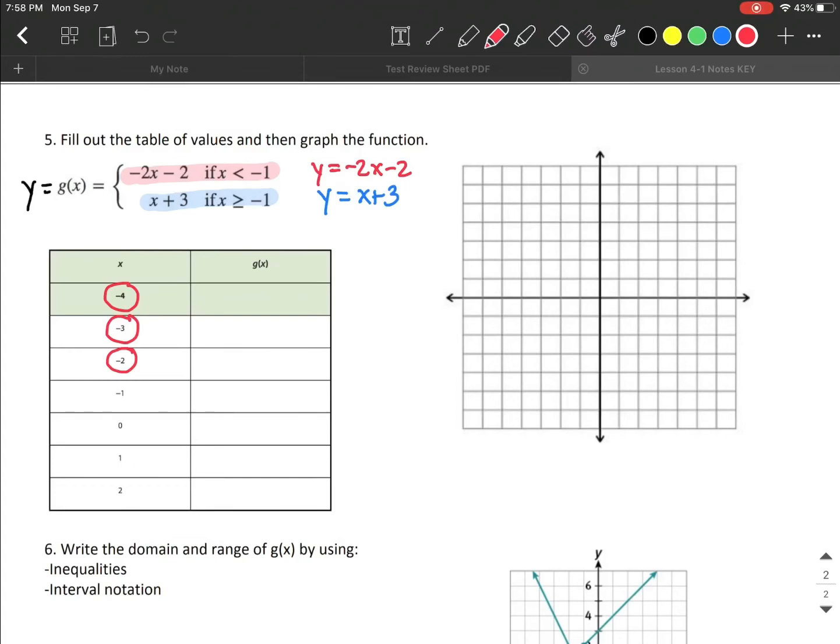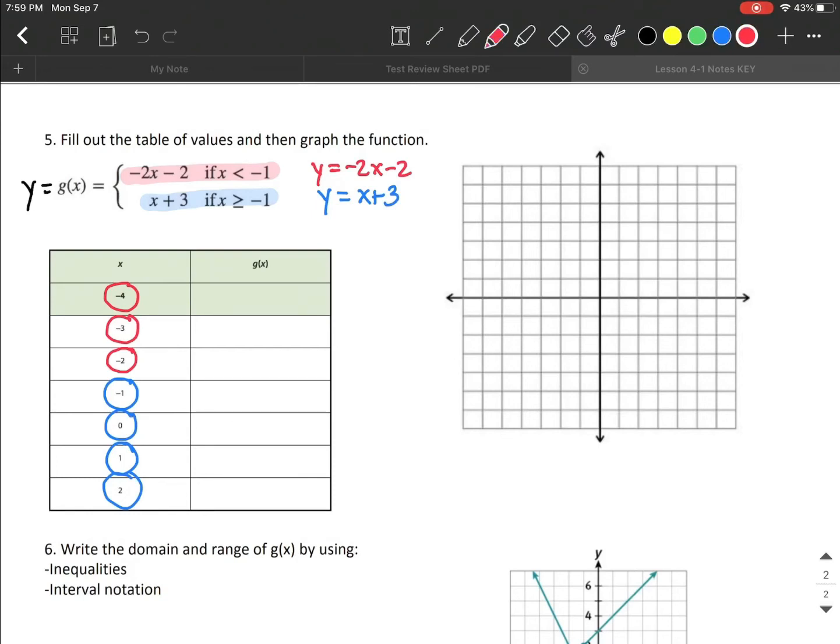For negative 1, I know negative 1 is included in the blue interval because x is greater than or equal to negative 1. So x is equal to negative 1 is included in that blue piece. X is equal to 0. 0 is greater than negative 1, so it's included in the blue piece. So is 1, and so is 2.